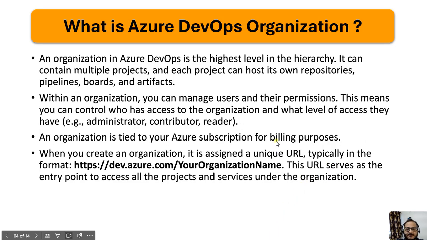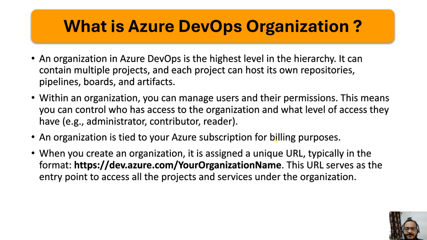Now let's see what an Azure DevOps organization is. An organization in Azure DevOps is the highest level in the hierarchy. It can contain multiple projects, and each project can host its own repositories, pipelines, and boards. Basically this is the top level of the hierarchy of Azure DevOps.